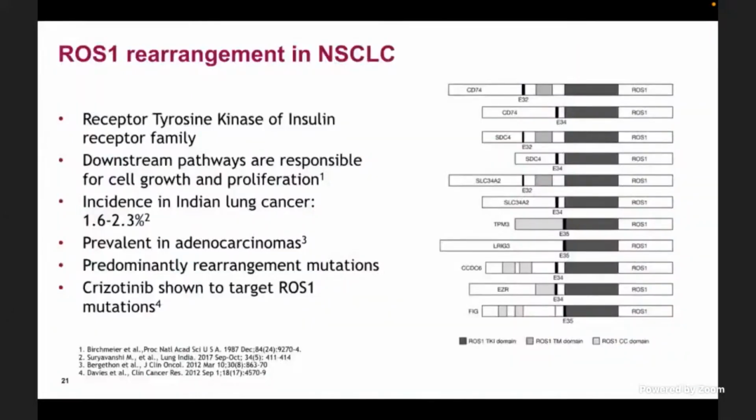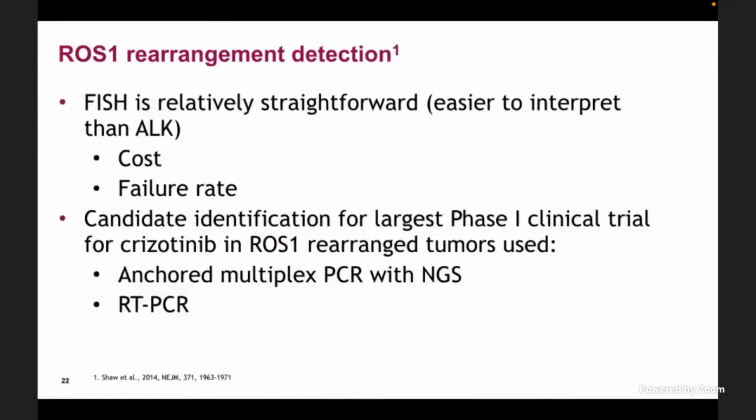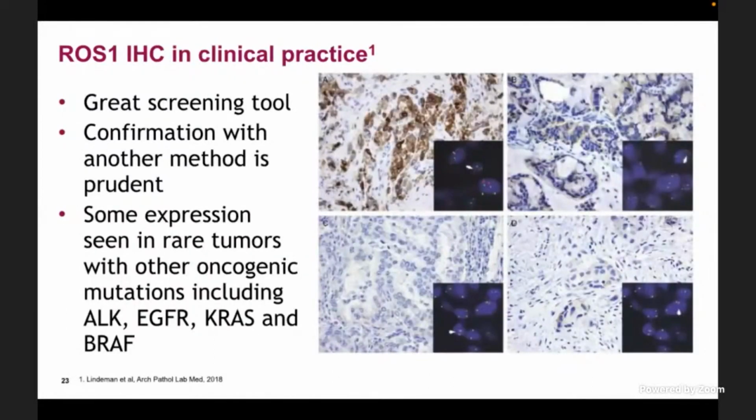Likewise, for another target called ROS1, this is another important mutation which we come across in adenocarcinoma of the lung. The incidence is around 3% in our Indian population, and we have a drug which targets the ROS1 mutation, crizotinib. Even though FISH is relatively easier to perform, there's a high failure rate associated with FISH. There are a few ongoing phase 1 clinical trials testing it with anchored multiplex PCR and trying to tag it with NGS. But still, for now, ALK and ROS, we are still testing with IHC for our day-to-day clinical practice.